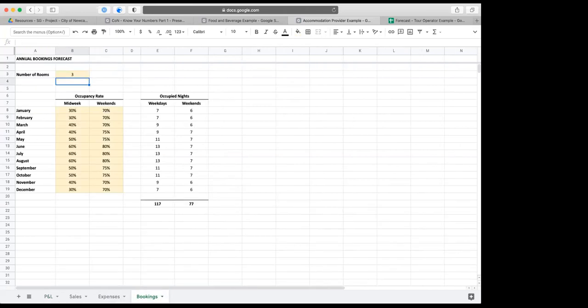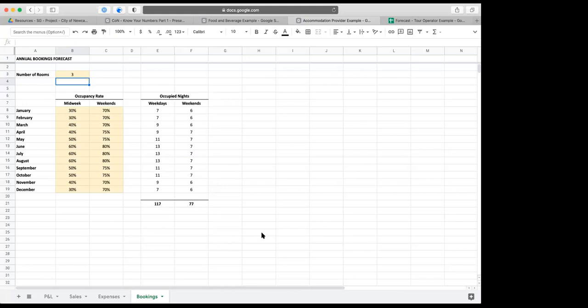The second component is a model of occupancy rates throughout the months of the year for both midweek and weekends. Again, these cells are yellow, and we could look to base these numbers on, say, historical data we've captured through our booking software. From our occupancy rates, we can compute total occupied nights, and they can be used to calculate our sales revenue.